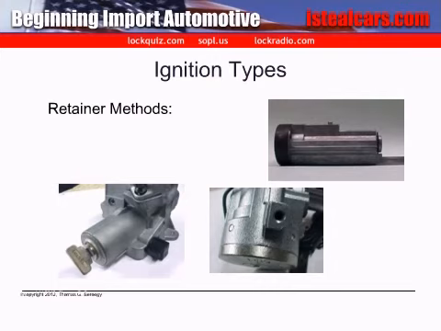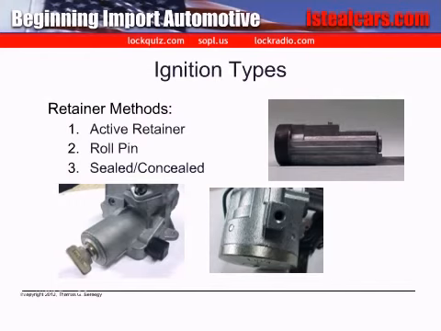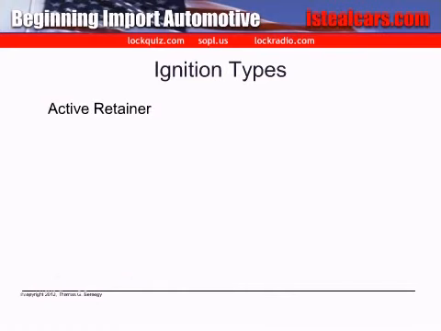Although there are more, a majority of ignition lock cylinders are retained by either an active retainer, roll pins, or it is a sealed or concealed retainer. Of the active retainers, there are two basic types.